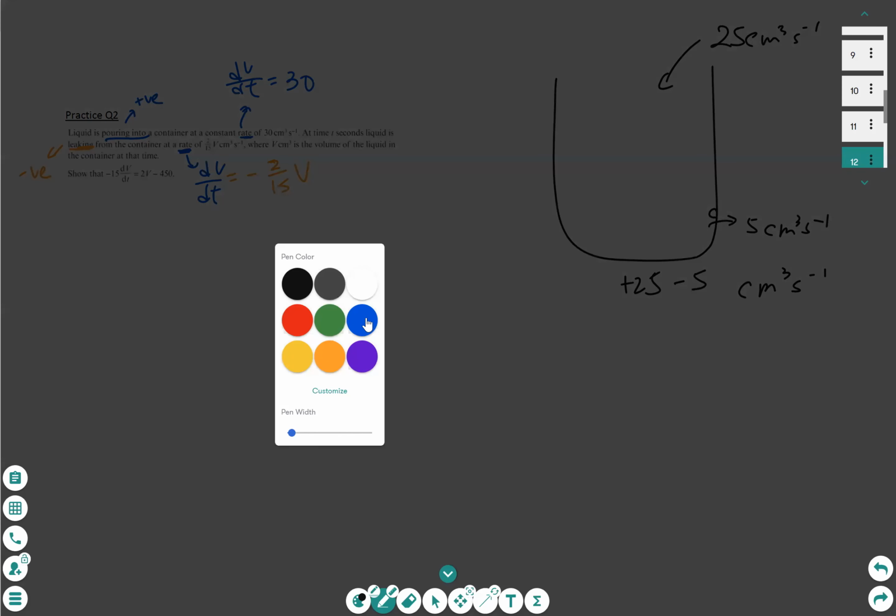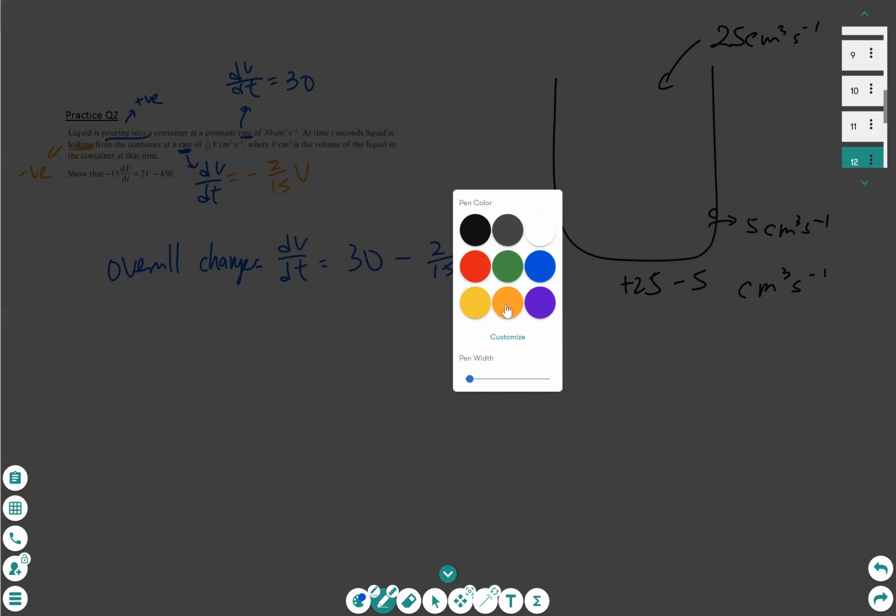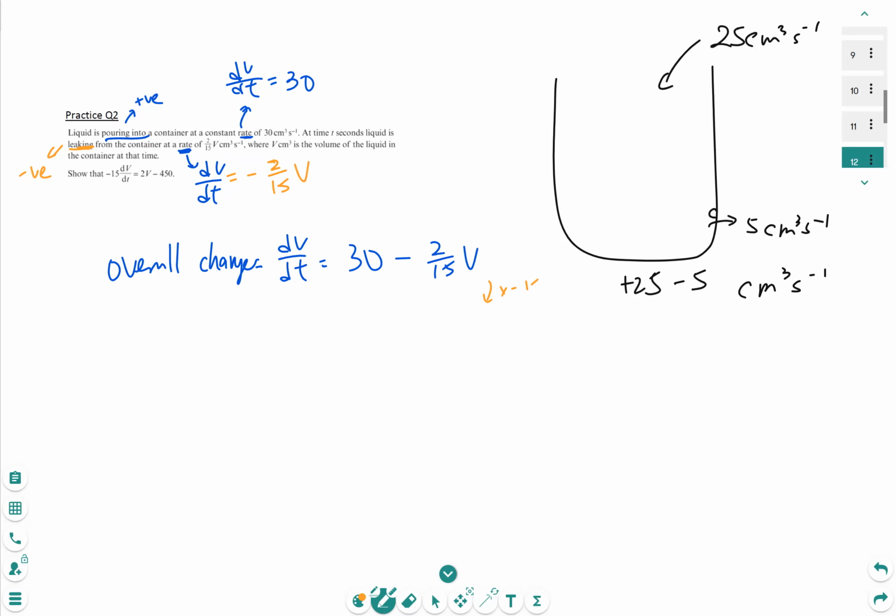That's the same thing in here. We're pouring 30, but we're leaking 2/15 V per second. So the overall change is going to be dV by dt equals 30 subtract 2/15 V. But you can see they want dV by dt on the left-hand side with a minus 15. So we're sort of there, but what can we do? Well, they don't have a fraction, they don't have a 15 in the fraction. So we can multiply everything by minus 15.